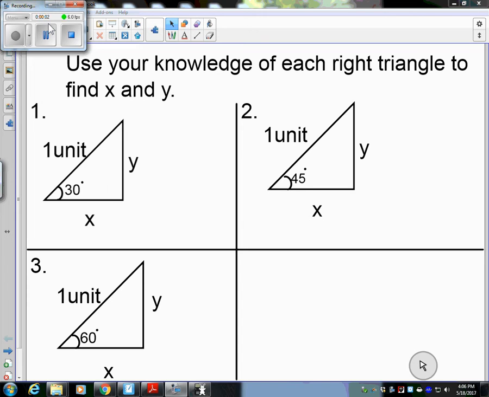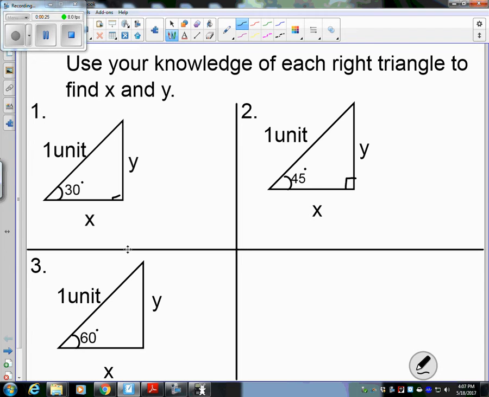Alright, so we're going to use our knowledge from right triangles to solve for x and y in each triangle. Knowledge could be SOHCAHTOA, could be the Pythagorean theorem. That's all we really know. These are all right triangles.